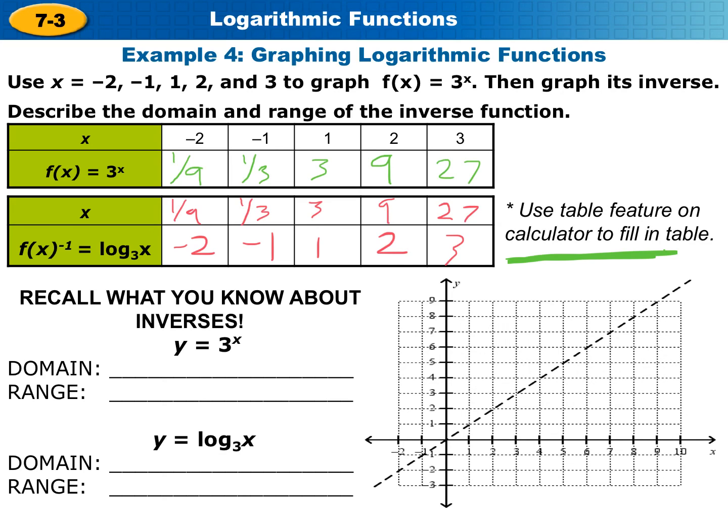When x is negative 2, y is 1/9, so that's going to be a really small point. Negative 1, 1/3 is a little higher. 1 is 3, 2 is 9, and then the next point's off the graph. So there's our exponential function, and now we graph the inverse.